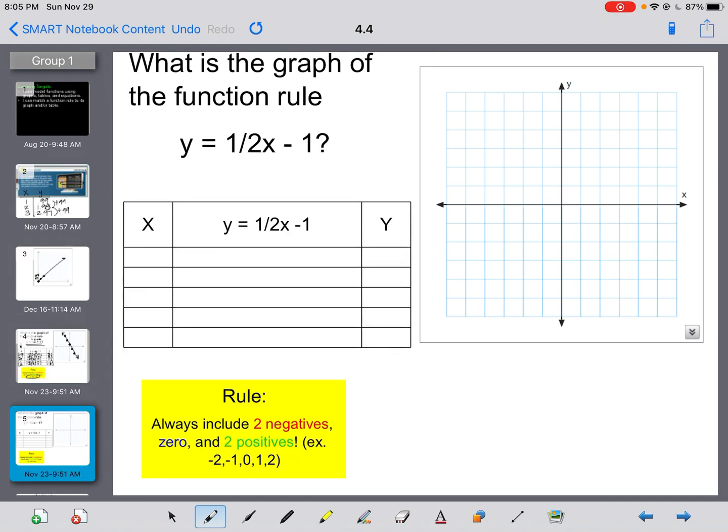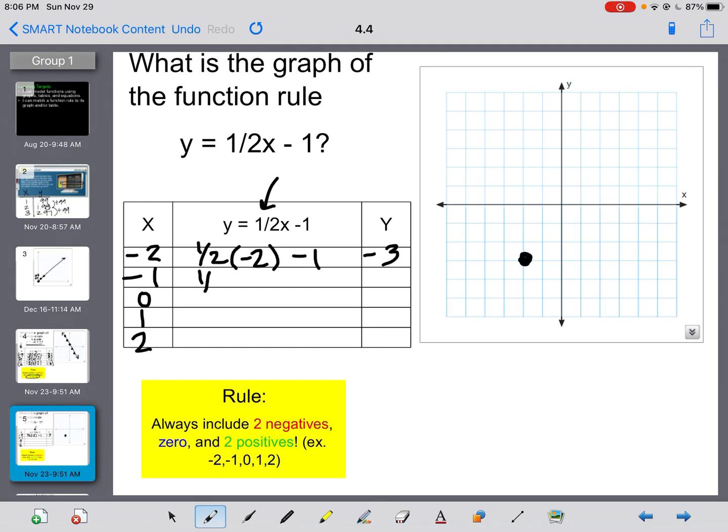Okay, we're going to try another one. Right here, I'm still going to use my -2, -1, 0, 1, 2. The only thing different about this is now what I'm multiplying by here is a fraction. So I'm going to have 1/2 times -2, which is -1, and then minus another 1 gives me -3. So I go back 2, down 3.